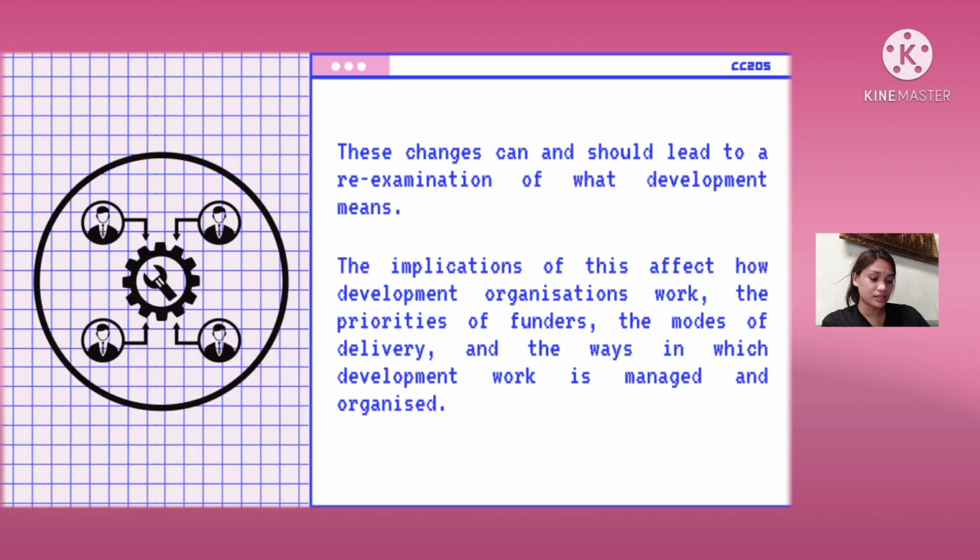These changes can and should lead to a re-examination of what development means. The implications of this affect how development organizations work, the priorities of funders, the modes of delivery, and the ways in which development work is managed and organized.